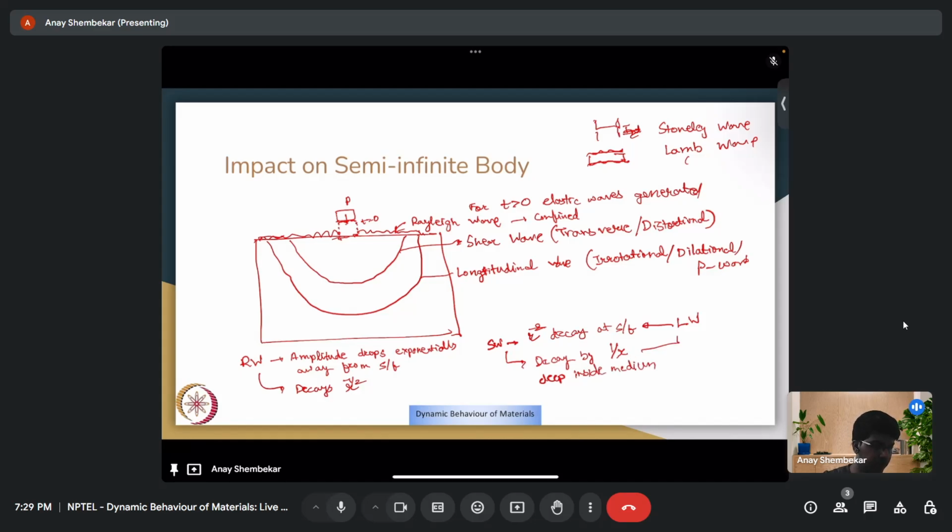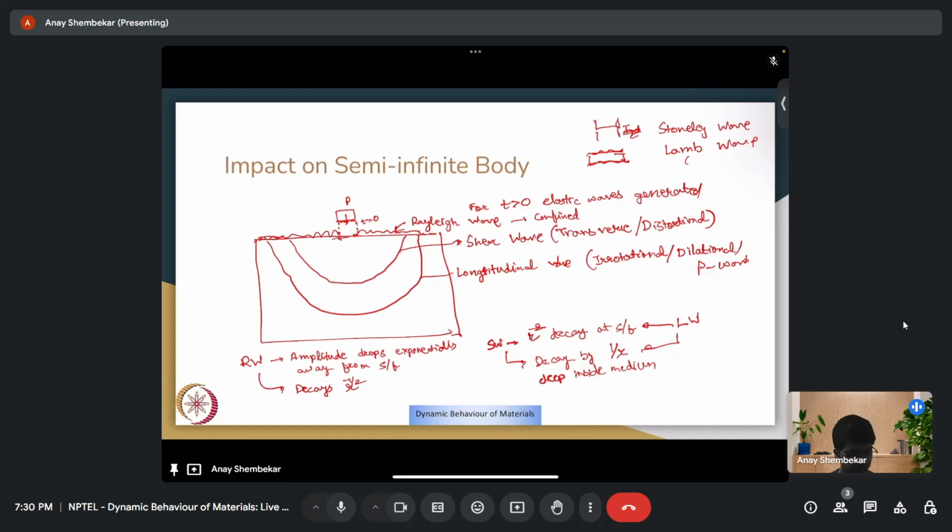So if you are interested in studying some sort of wave interaction on the surface, Rayleigh waves are pretty dominant because of their low decay on the surface, and a lot of guided wave applications make use of this, especially in the non-destructive testing industry.